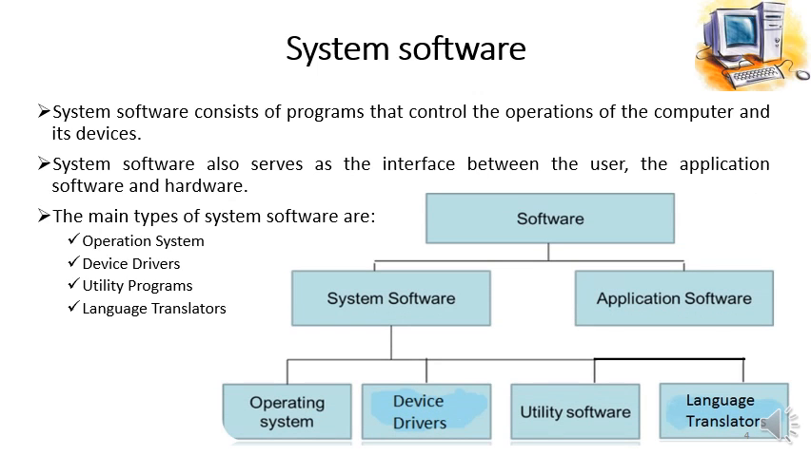Here in this diagram we can see that the software is divided into two types, that is system software and application software, and further we can see that the system software is divided into four types, which are operating system, device drivers, utility programs or utility software and language translators. So these four are the basic types of system software. And system software and application software are actually the main two types of software in our computer. So in the coming lesson we will discuss the operating system, device drivers, utility programs and language translators in more detail, inshallah.